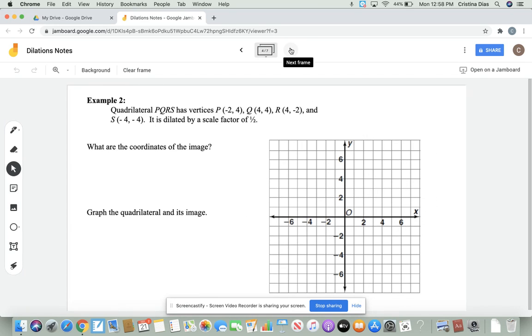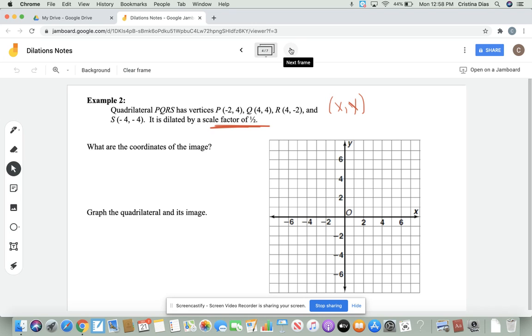Okay, next, example 2. So quadrilateral PQRS has vertices at P -2, 4, Q 4, 4, and R 4, -2, and S -4, -4. It is dilated by a scale factor of 1/2. Okay, so now we have a fractional scale factor. What are the coordinates of the image? And then we're going to graph it. So before I do my coordinates, I always like to start off with thinking about my rule. So the X, Y values, what's going to happen is we're going to multiply them both by 1/2. So it's 1/2 times X and 1/2 times Y.